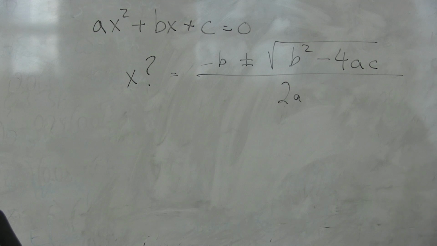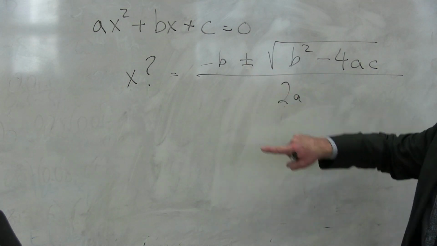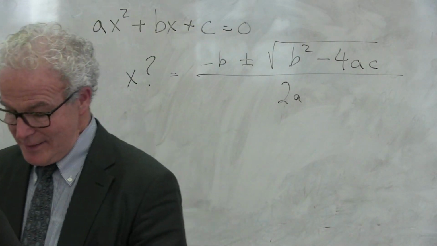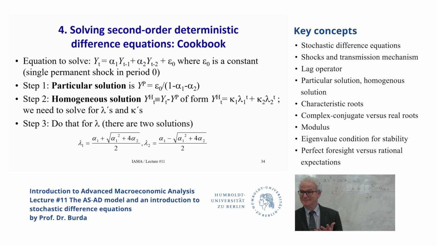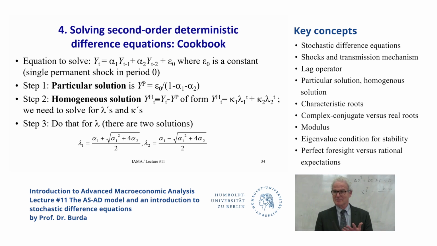That's the famous, infamous quadratic formula. You have to learn this. Why? Because that's the only way you're going to figure out what the lambdas are. I told you what alpha 1 and alpha 2 are. You've got to figure it out.